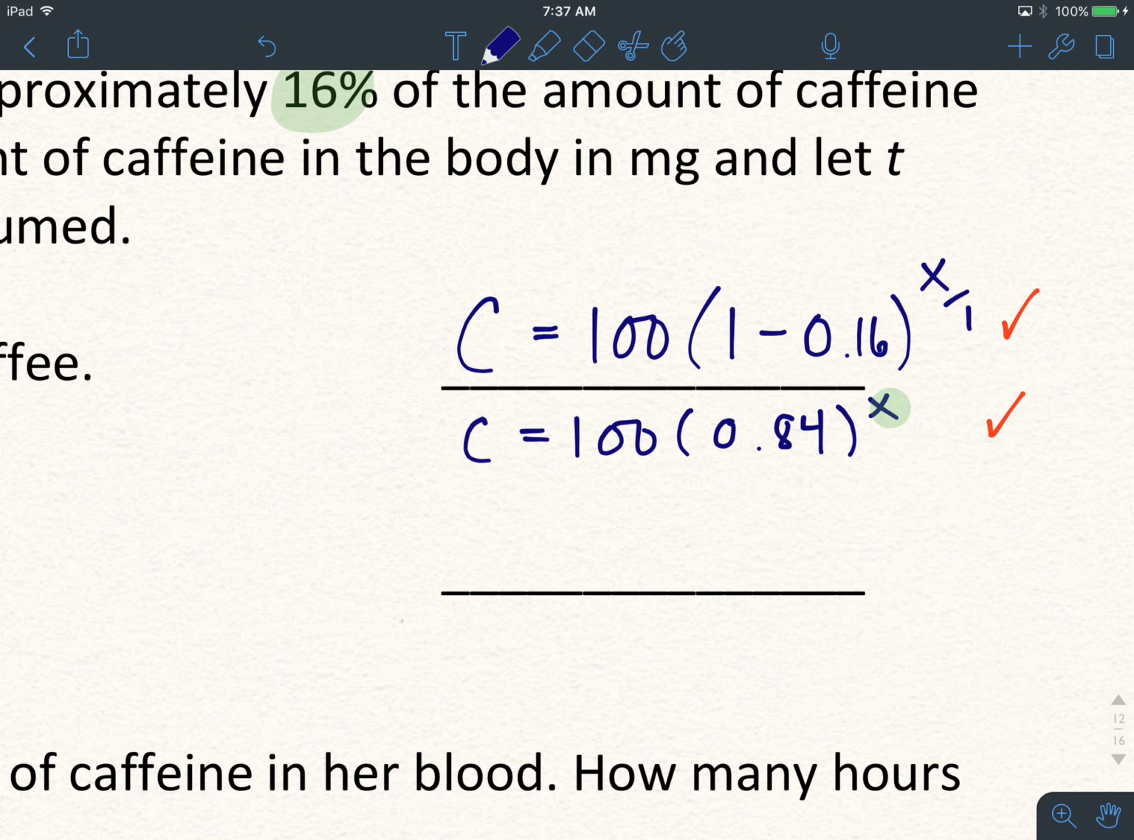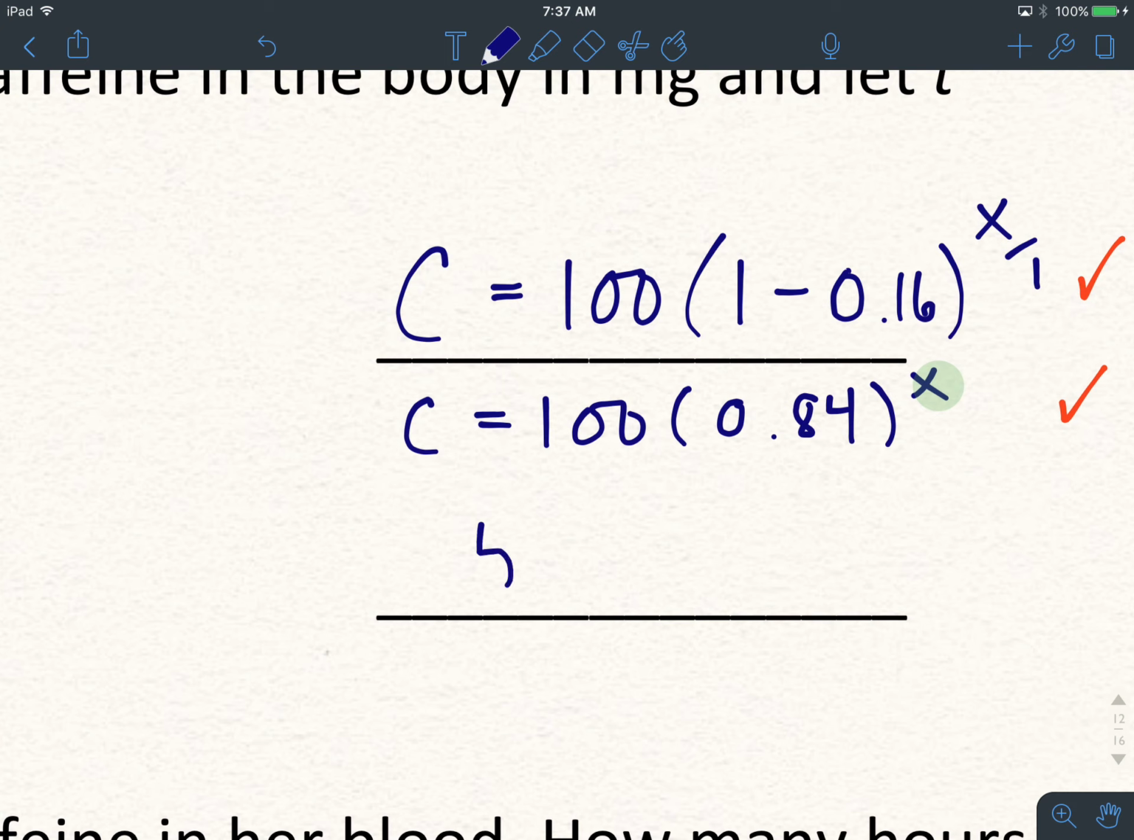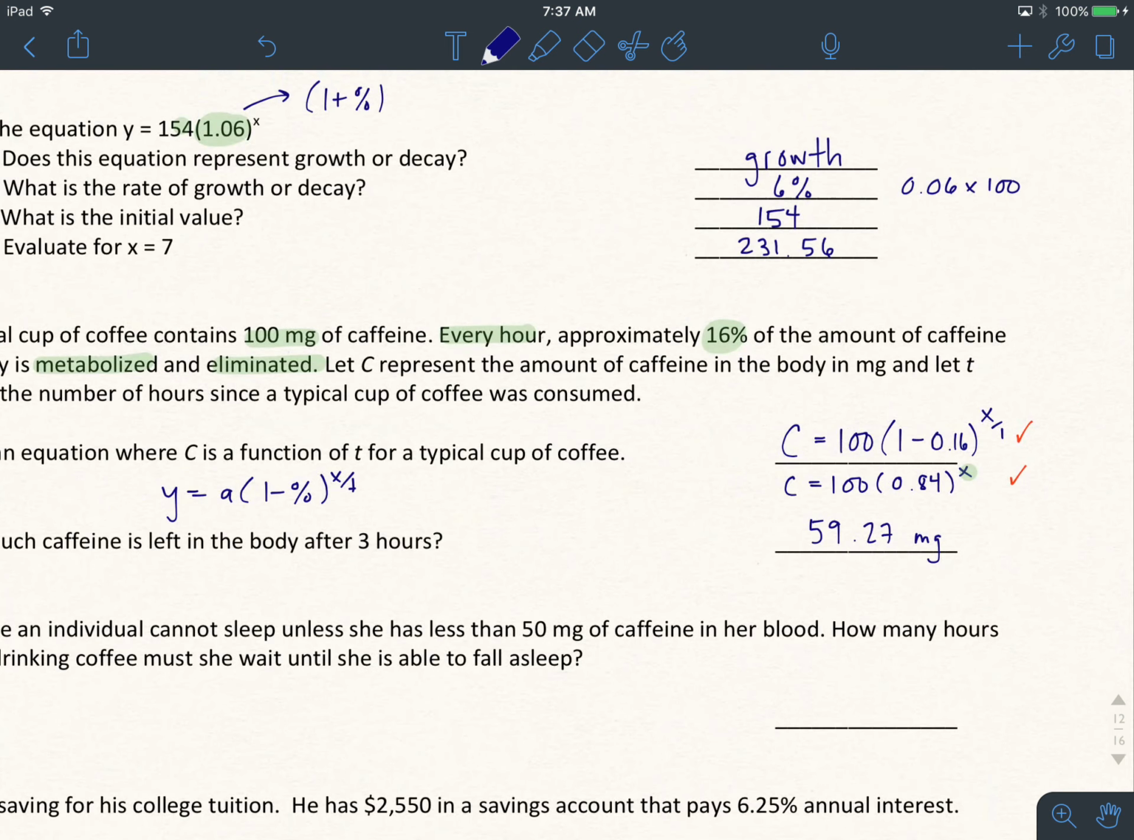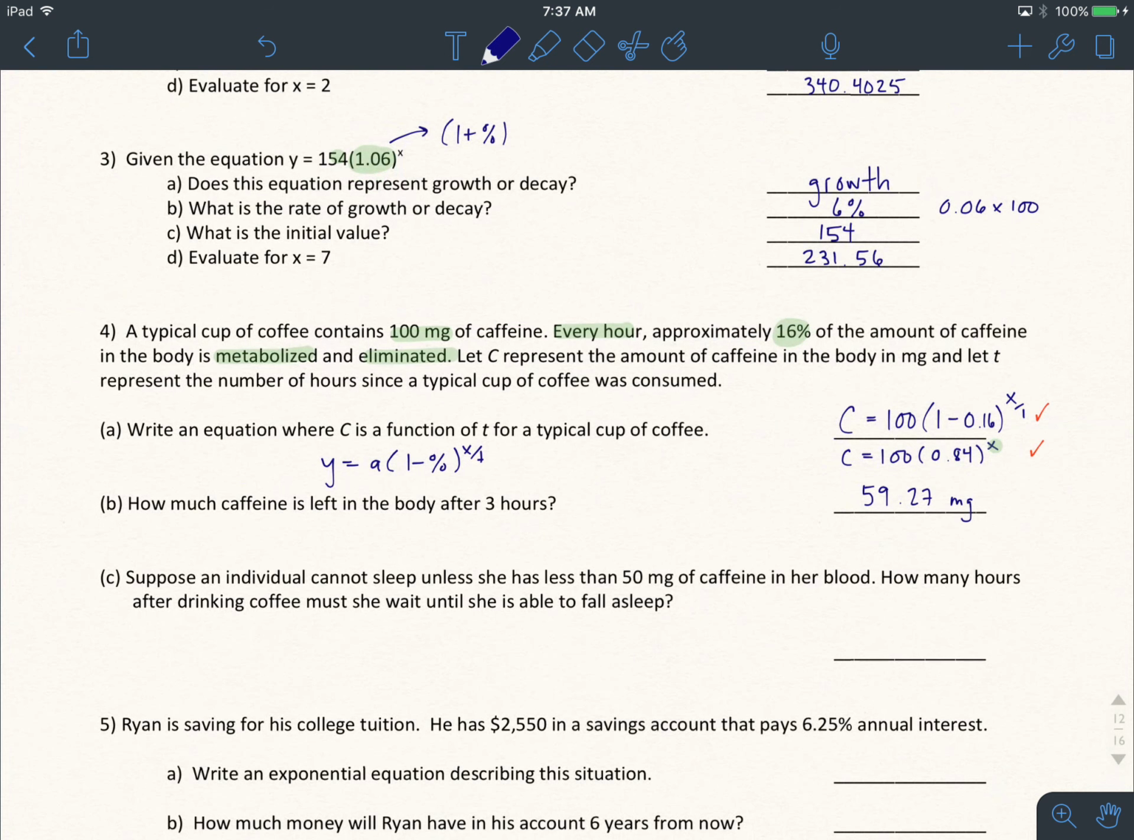So we have 100 times 0.84 to the exponent 3 hours, 3 over 1, so that's going to be 3, and that's going to be 59.27 milligrams. It's 2704, but you know, 2 decimal places is plenty. So again, that's our calculation there. And that's how we develop the equation and work the calculation.